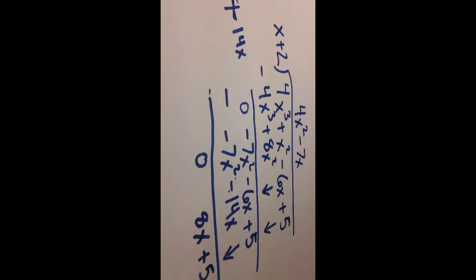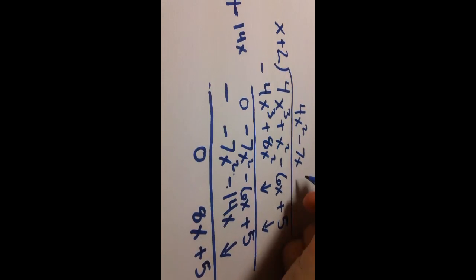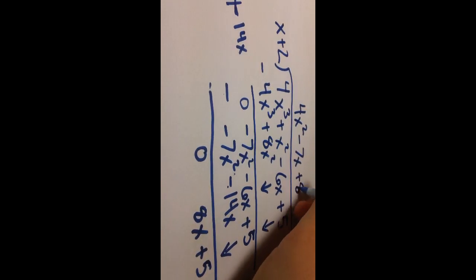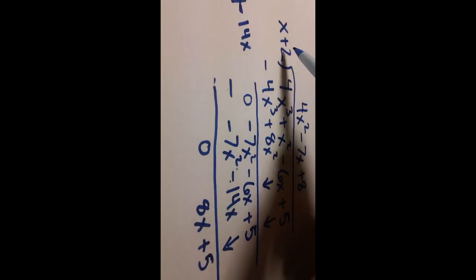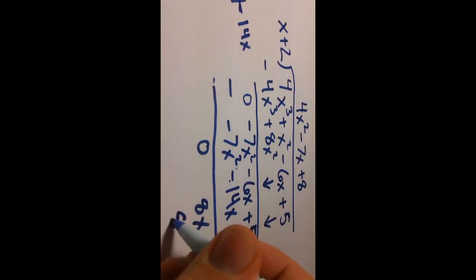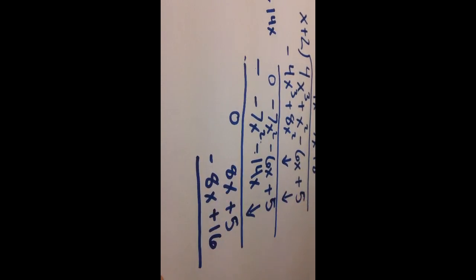Yet again, now for the last time on this problem, we have to make x match 8x. That's not too difficult. Just 8, right? Positive 8. So we'll multiply each of these terms by 8. We'll get 8x and then 8 times 2 is going to be 16. Subtract for the final time.